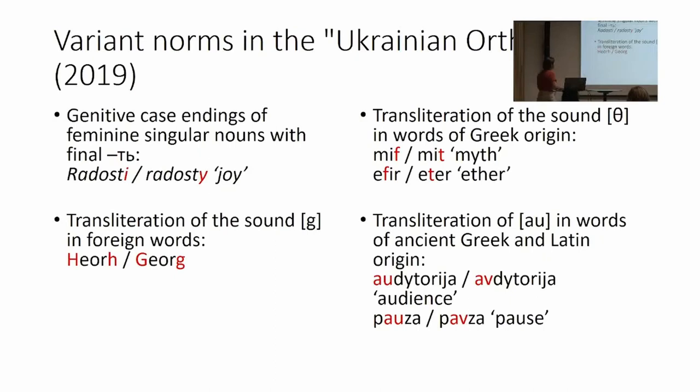And here you can see the modern Ukrainian orthography rules, which normalized a lot of variants for many cases. For example, the genitive case ending of feminine singular nouns with final T, radist. It can be radosti and radosti, as in different historical norms. And most of these variant rules describe the transliteration of foreign words. Yes, so in Ukrainian, it may be Georg or Georg. These are historical variants, and now by these rules of 2019, both variants are possible.